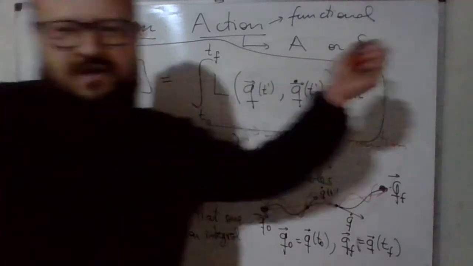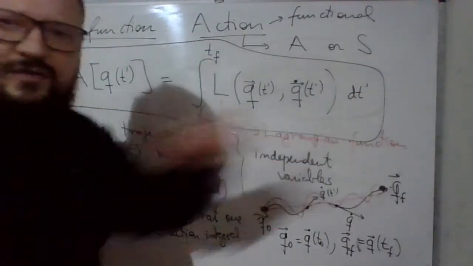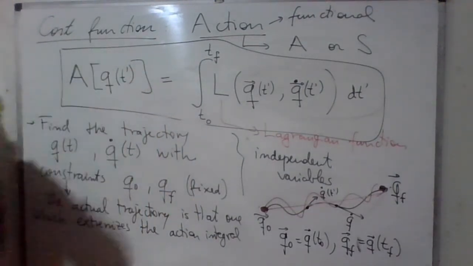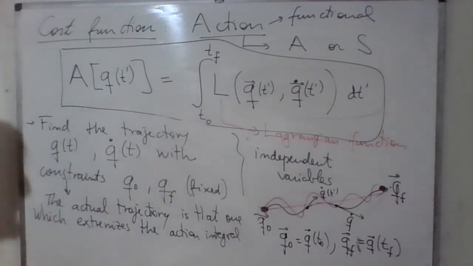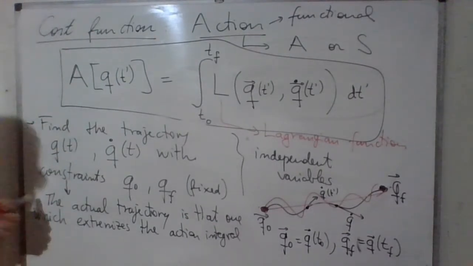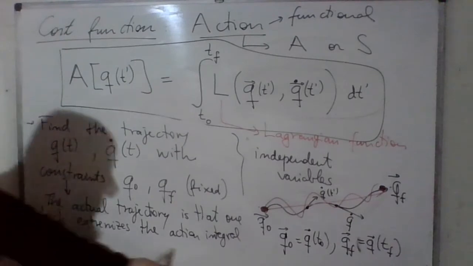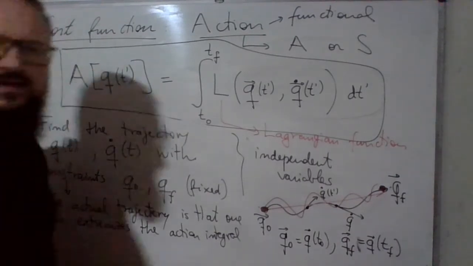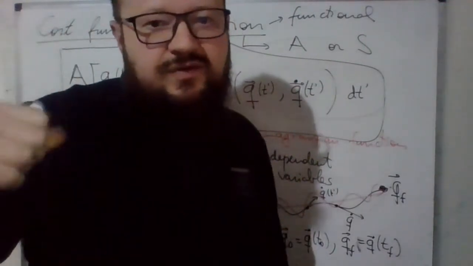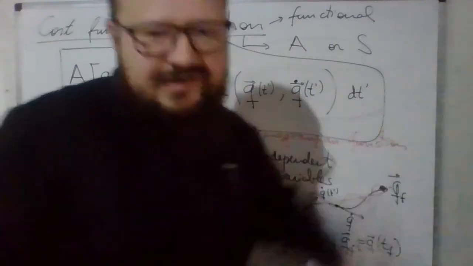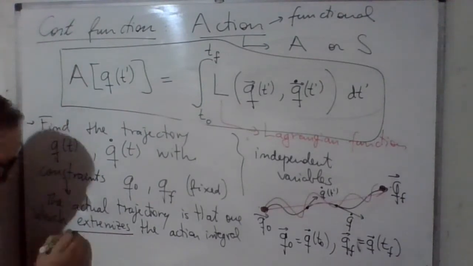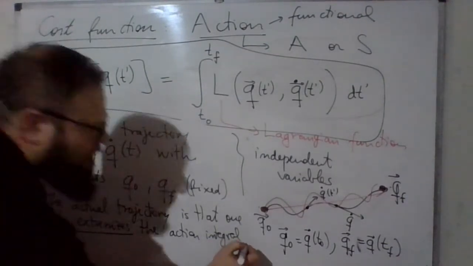Since an integral is a functional, the action is a functional which has as its input the coordinates of the particle and the velocities. The actual trajectory is the one which extremizes, which maximizes for some types of problems. In the case of the area, in the previous example, you need to maximize. In some other problems, you need to minimize. So we will write it as: extremizes the action integral.